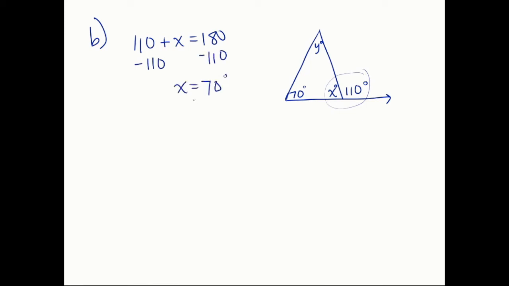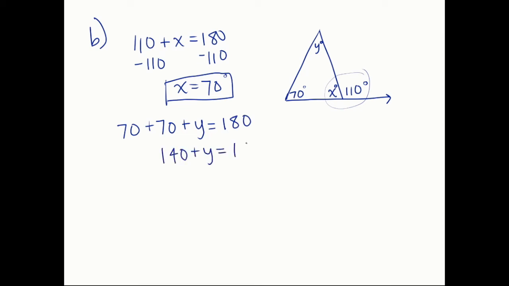So that's 70 degrees. And now that I know that x is 70, and I know that my other angle is 70, I can use the triangle sum theorem to find y. This must add up to 180, so that's going to be 140 plus y equals 180. And subtracting 140 from both sides gives me y equals 40. So y is 40 degrees.